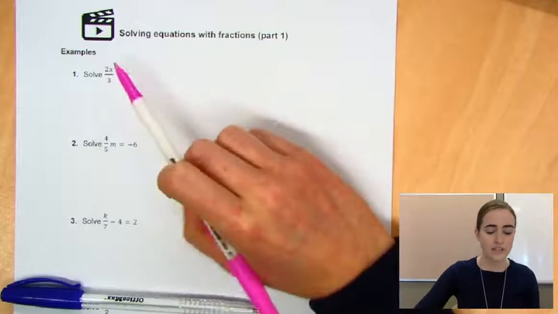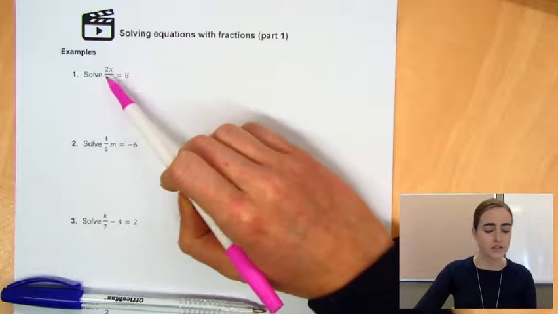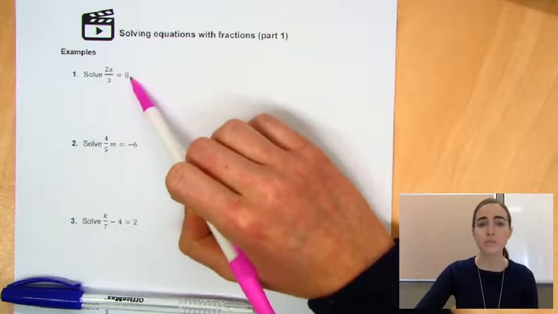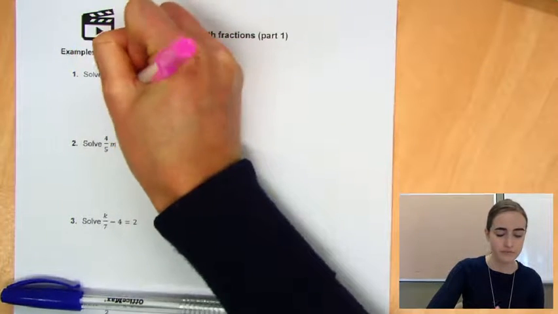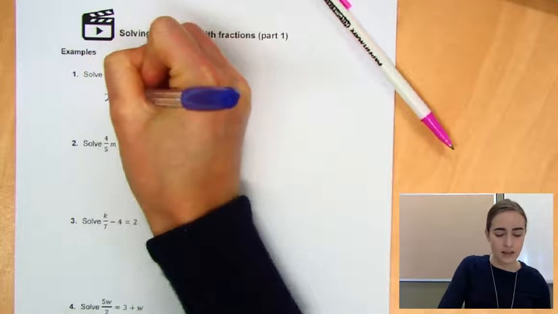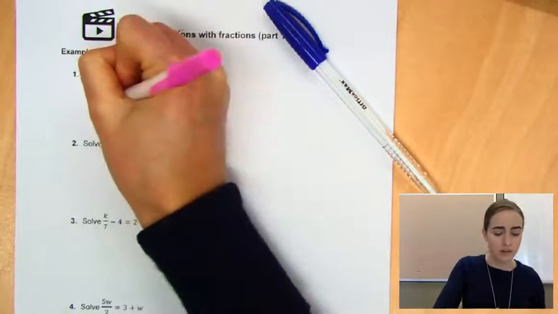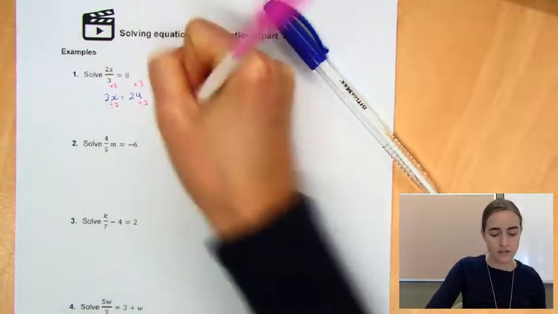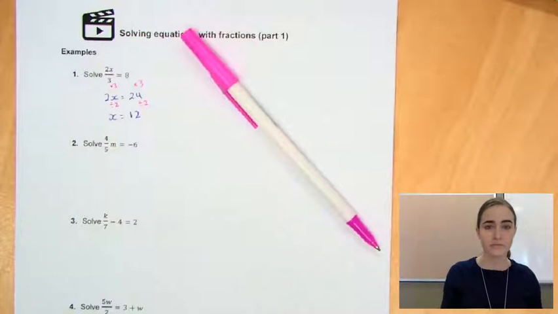So to get rid of this divided by 3, we have looked at questions similar to this before. To get rid of that divided by 3 on the bottom, we're going to multiply both sides of that equation by 3. And we'd end up with 2x equals 24. And then to get our x on its own, we're going to divide both sides of that equation by 2. And we'll end up with x equals 12.